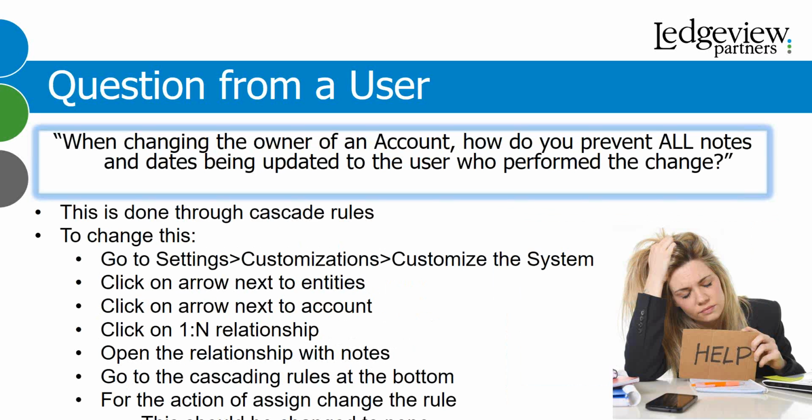Then you want to open up the cascading rules at the very bottom, and once you open that, for the action of assign, change the rule to be cascade none. That way, it's not going to change the note ownership and make a change that's registered when you're changing the ownership of an account.